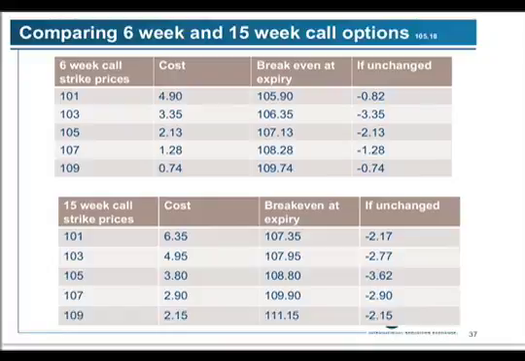The 105 should actually be the greatest. The 103 is a slight mistake. It's going to be $1 something, so that's a mistake there. And so you would go through and understand that there is that relationship between the cost and your if unchanged.